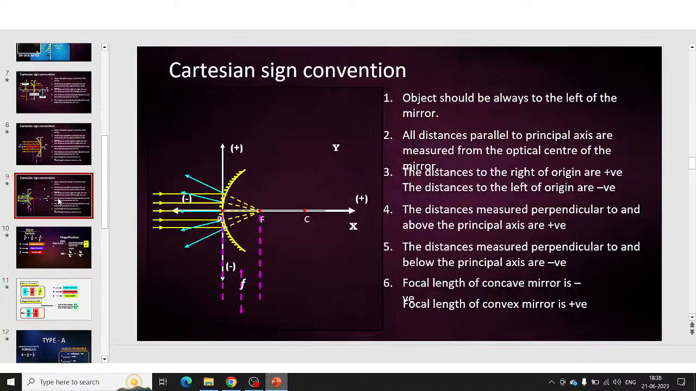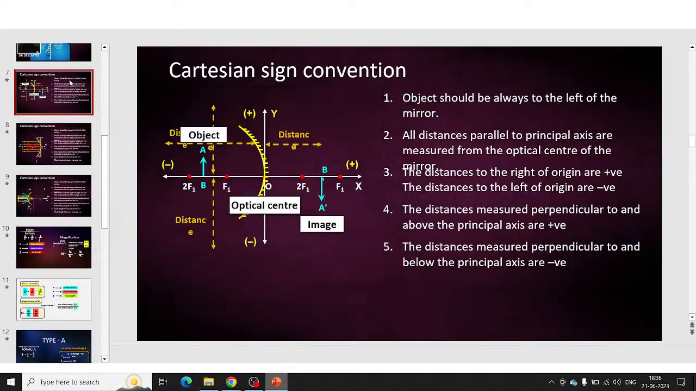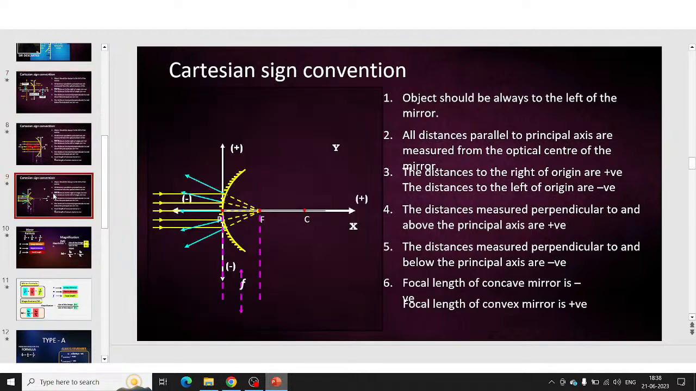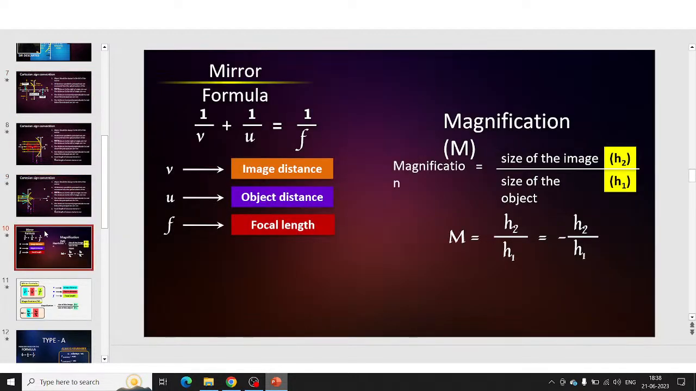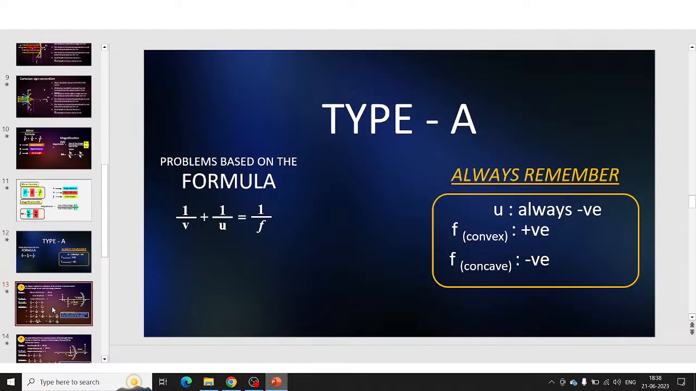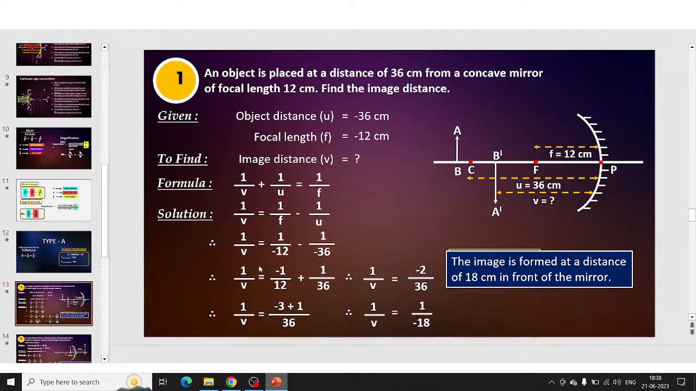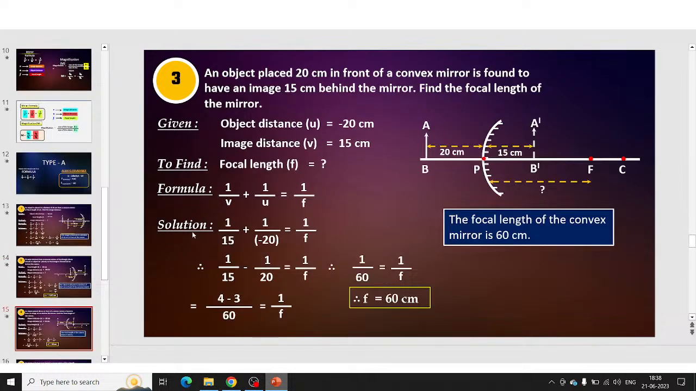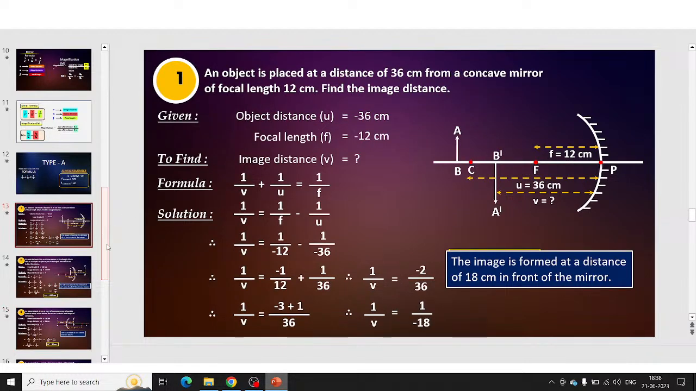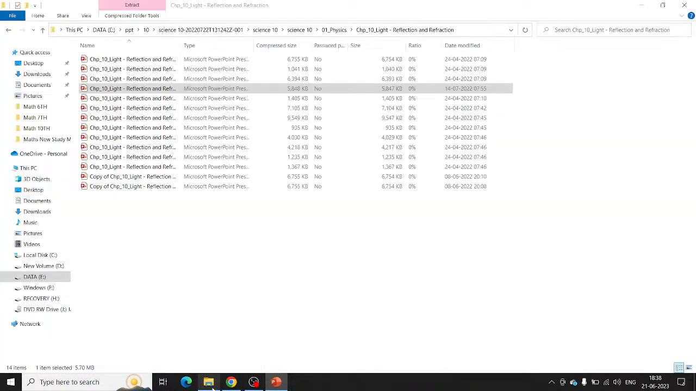So if at the starting you understand these two sign conventions, look at this. Sign convention for the concave mirror and sign convention for the convex mirror. If you understand this, then you will understand these two formulas, and then after that we will solve basic questions like this. Do you understand? Okay. So the most important thing in this chapter of physics is solving these problem questions, and then we have other sections like scattering of light and all these things. So do you all understand?